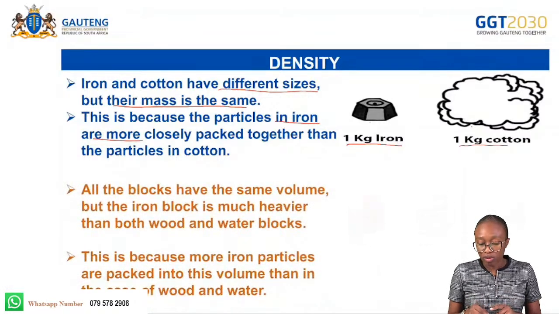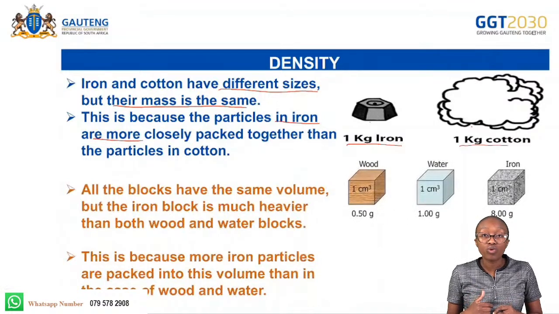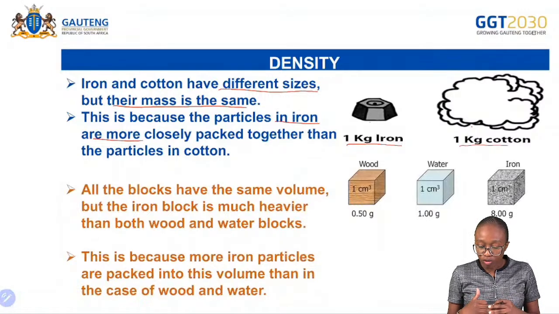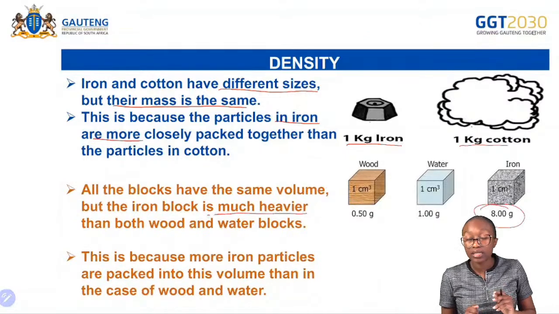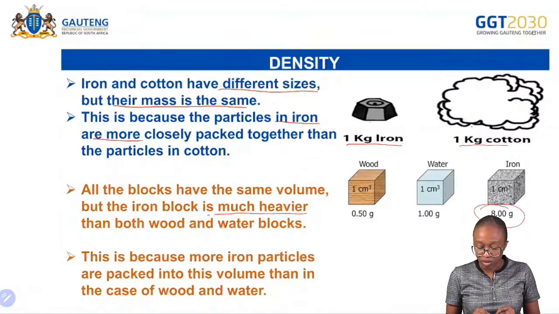Now in this example, we've got a block of wood, a block of water, and a block of iron. Three blocks here. All three blocks have the same volume, 1 cubic centimeter. So 1 cubic centimeter of wood, 1 cubic centimeter of water, and 1 cubic centimeter of iron. They have the same volume, but there is something different about them. The iron block is much heavier. It has a mass of 8 grams. The water has a mass of 1 gram, and the wood has a mass of 0.5 grams.